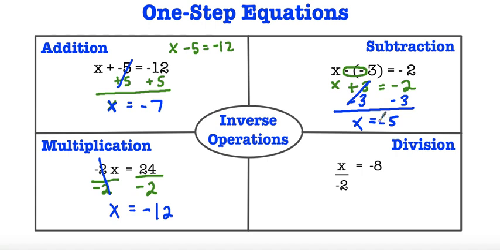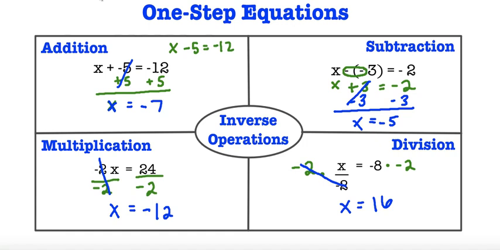And here I have x divided by negative 2 is equal to negative 8. And since that's division, the inverse operation is multiplication. I'm going to multiply both sides by negative 2 because I'm trying to isolate the x. So if I multiply this by negative 2, I have to do the same thing on the right side. Negative 8 times negative 2. So here, negative 2 divided by negative 2 is just 1. So x is equal to negative 8 times negative 2, which is 16, because a negative times a negative is a positive.